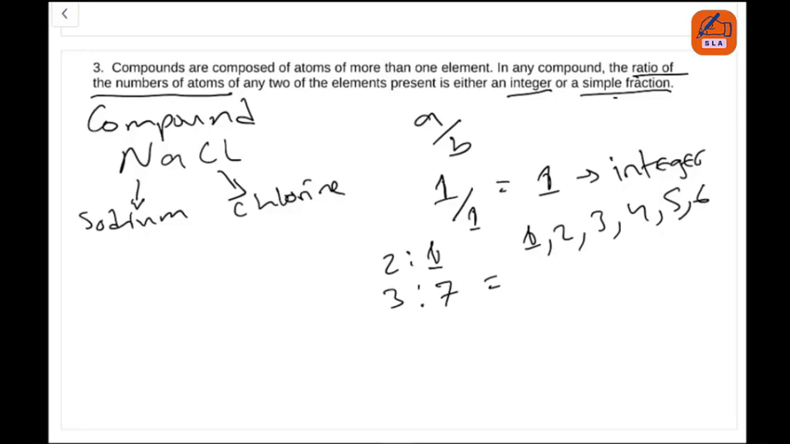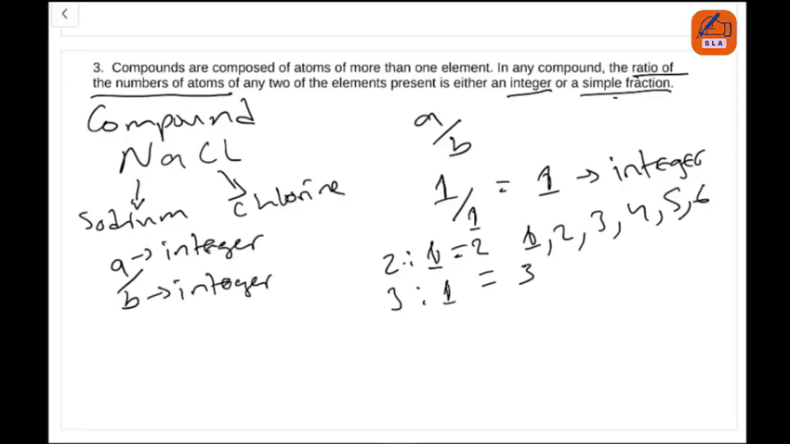As long as we get a whole number: 3 to 1, 2 to 1, these ones will always give us an integer 3, and here we get an integer of 2. So we can have these ratios. Another thing is, it can also be a simple fraction. Now, what is a simple fraction? A simple fraction is a fraction whereby A over B, this is an integer, and this is also an integer, not a decimal.